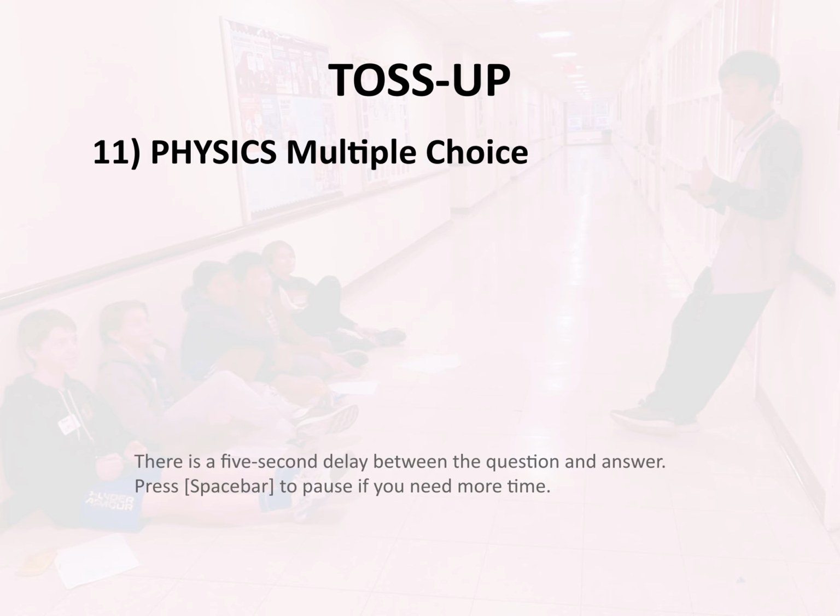Toss-up 11. Physics. Multiple choice. An object is suspended from a spring balance in an elevator. The reading of the balance is 200 newtons when the elevator is at rest. If the balance reading later is 190 newtons, which of the following best describes how the elevator could be moving at that time? W. Downward at constant speed. X. Downward and increasing in speed. Y. Upward at constant speed. Z. Upward and increasing in speed.